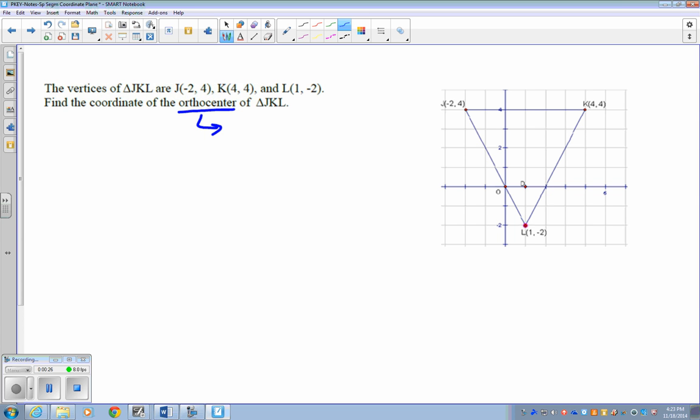The orthocenter is basically the point of concurrency for altitudes. So this lets me know what I'm dealing with. I'm going to have to construct some altitudes on this graph and find where they intersect, because the point of concurrency is the point where they intersect, in order to find that coordinate.